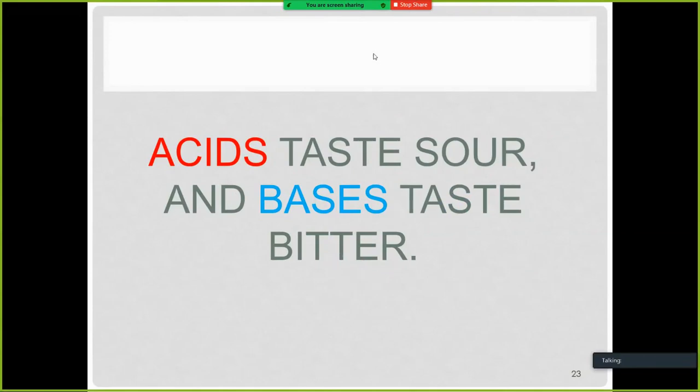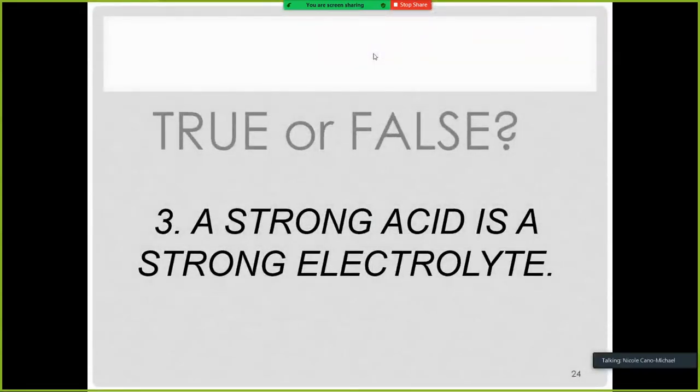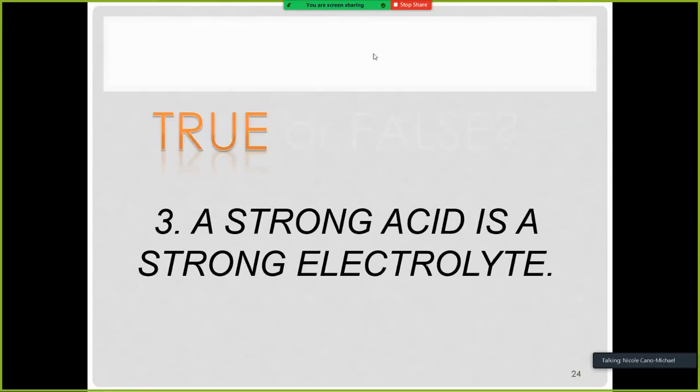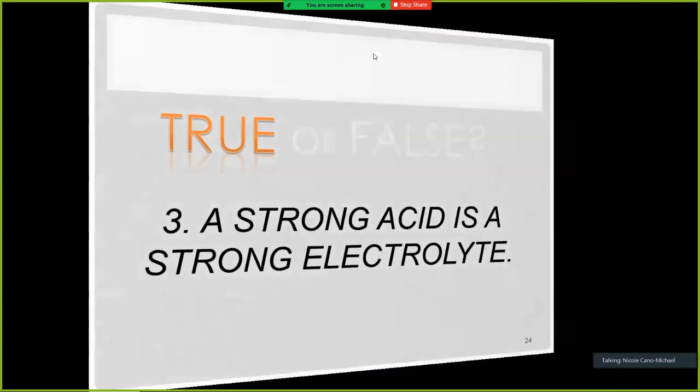All right. So there's that. Number 3. True or false? A strong acid is a strong electrolyte. True. Electrolyte means it helps to conduct electricity. This is why we have things called battery acid, because acids can conduct electricity. Very strong acids can conduct electricity very, very well, which is why we use them when we make batteries. Which also brings me back to an environmental issue. Never just throw away your batteries; they need to be disposed of properly.